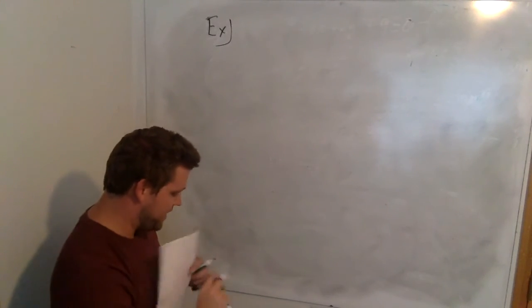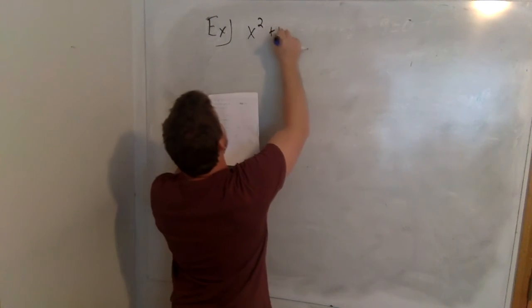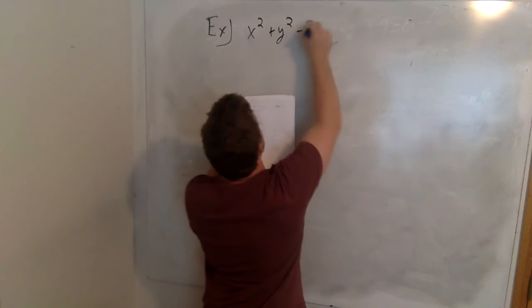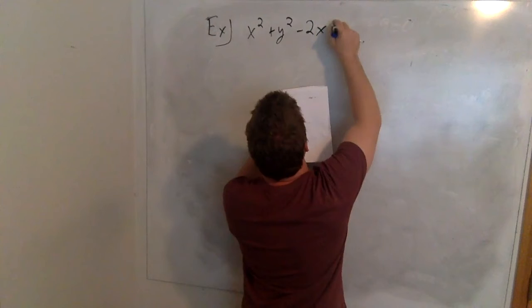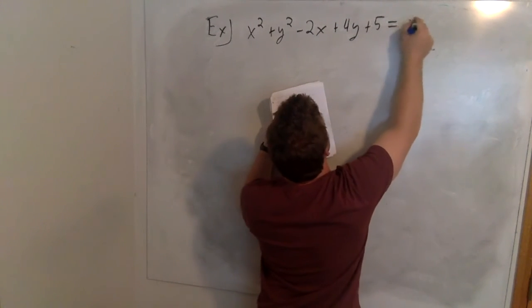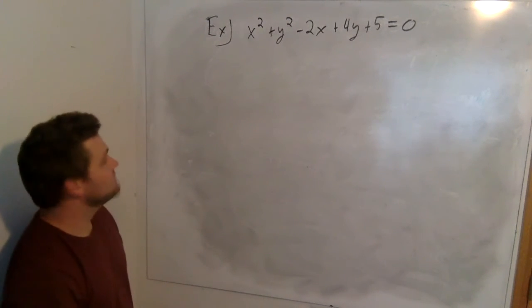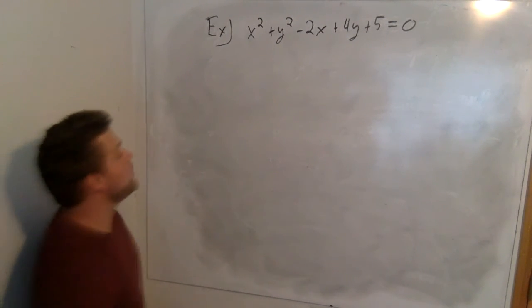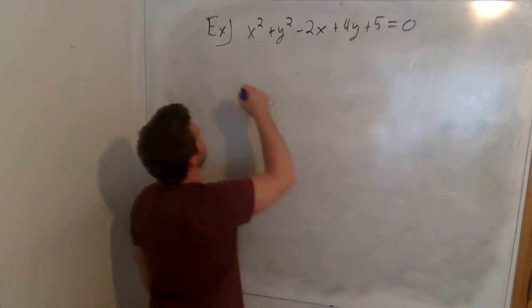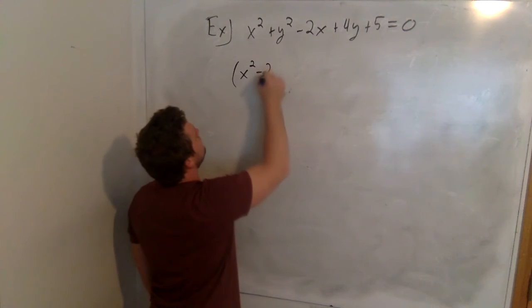Okay, let's say we have x squared plus y squared minus 2x plus 4y plus 5 equal to 0. Let's attempt to complete the square to see if we can figure out what conic this might be. So what we'll have is x squared minus 2x.